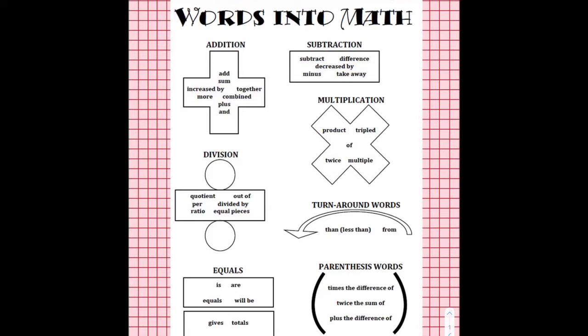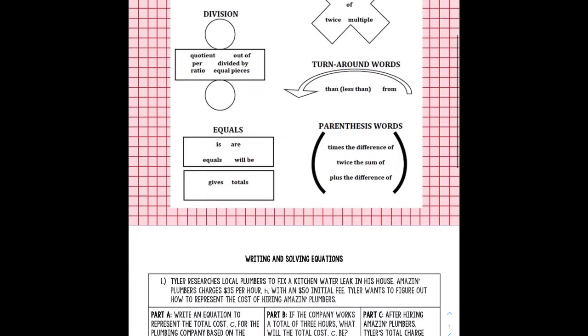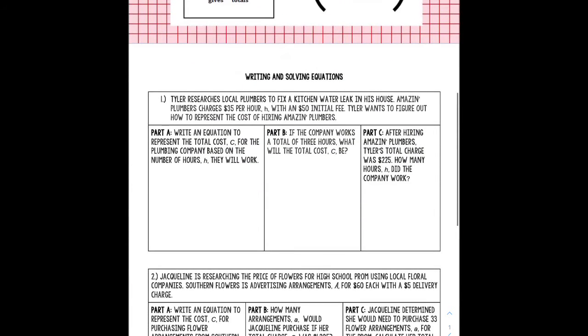So on this first page, we have words in math. And as you can see, we just have words listed inside of these that mean addition, subtraction, multiplication, division. Turnaround words mean we're going to flip the way we're writing things. And so we'll use these throughout this lesson.